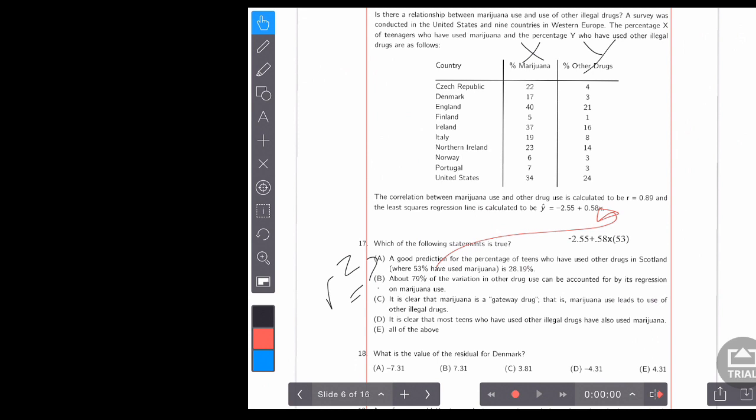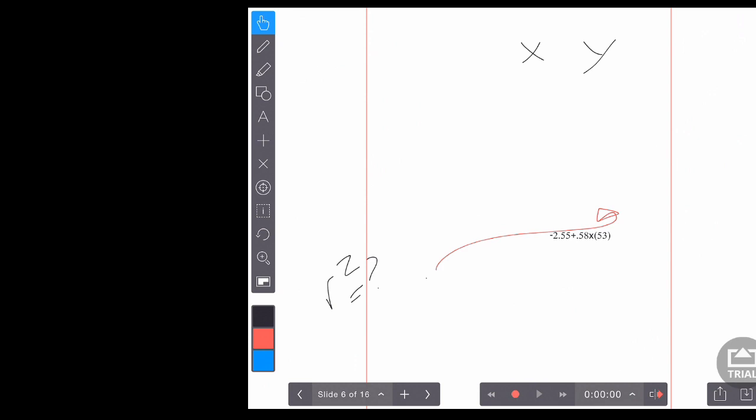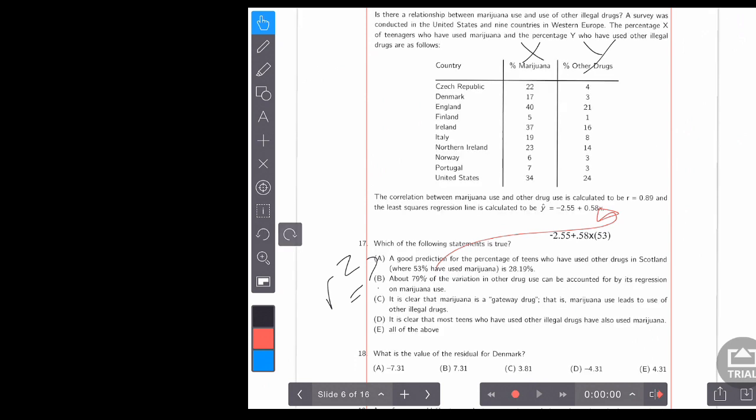Okay, so that's what you add. You add together, if you add that together, you put it in the equation. I lost everything. So that's what you're going to do. You plug in 53. When you plug in 53, you get 28.19.